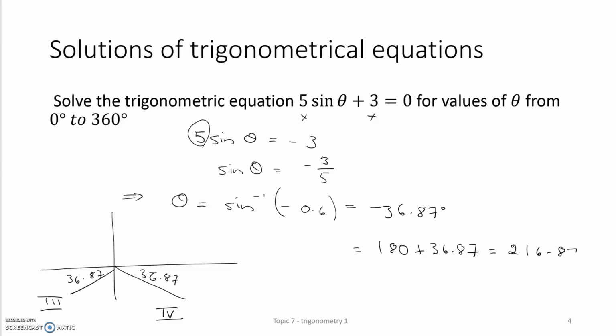216.87, or 360 minus 36.87, which is equal to then 323.13. So just be on the lookout. There's more than one answer. There are two answers in this particular question.